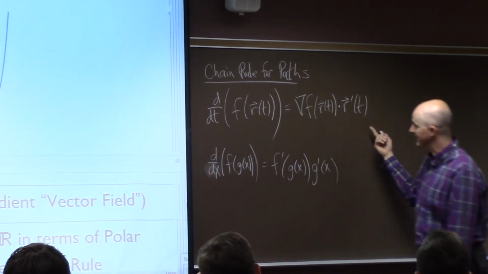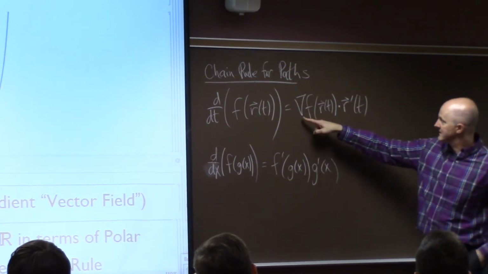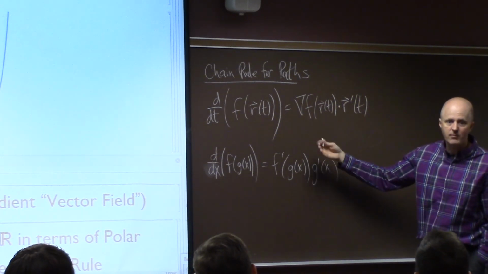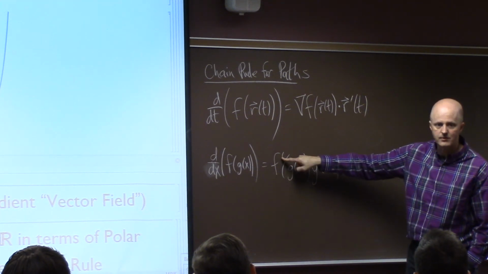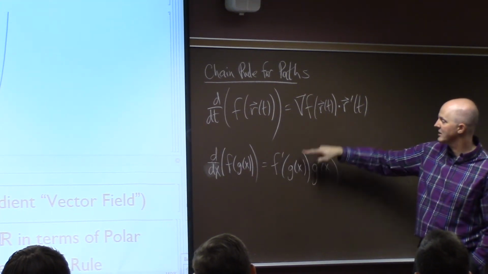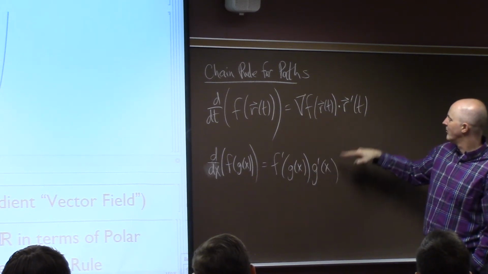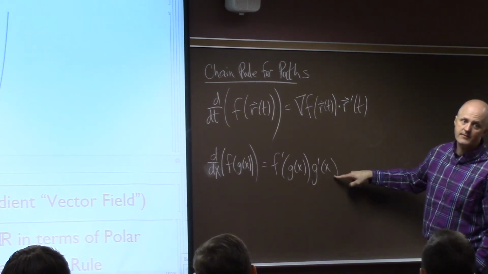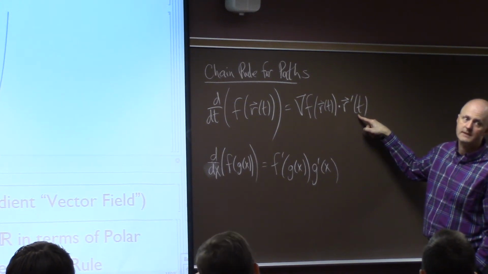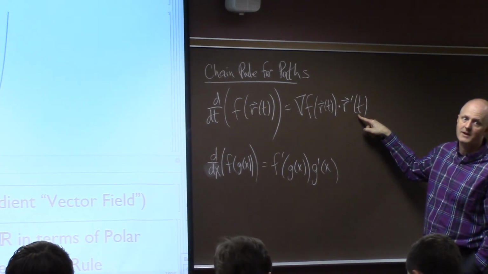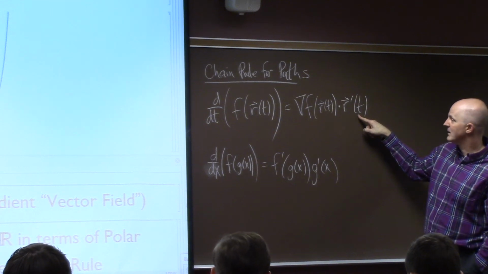It's an analogy here. F is still the outside function, although it's a function of more than one variable. The gradient of f is analogous to the derivative. You're still plugging the inside function into f. Instead of multiplying times the derivative of the inside, you're dotting with the derivative of the inside. The dot product is an analog of multiplication.